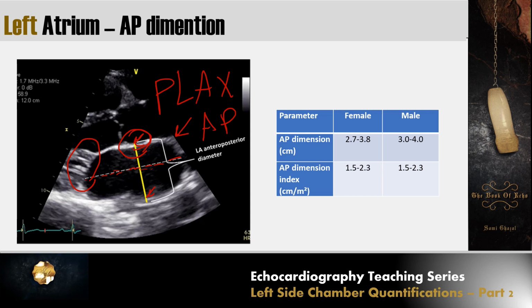And it is not recommended to be measured alone because it does not really reflect the size of the left atrium accurately. On many occasions, there will be a normal AP diameter, but the LA is dilated volume-wise, which is more accurate. These are the normal reference values for AP dimension of the left atrium.